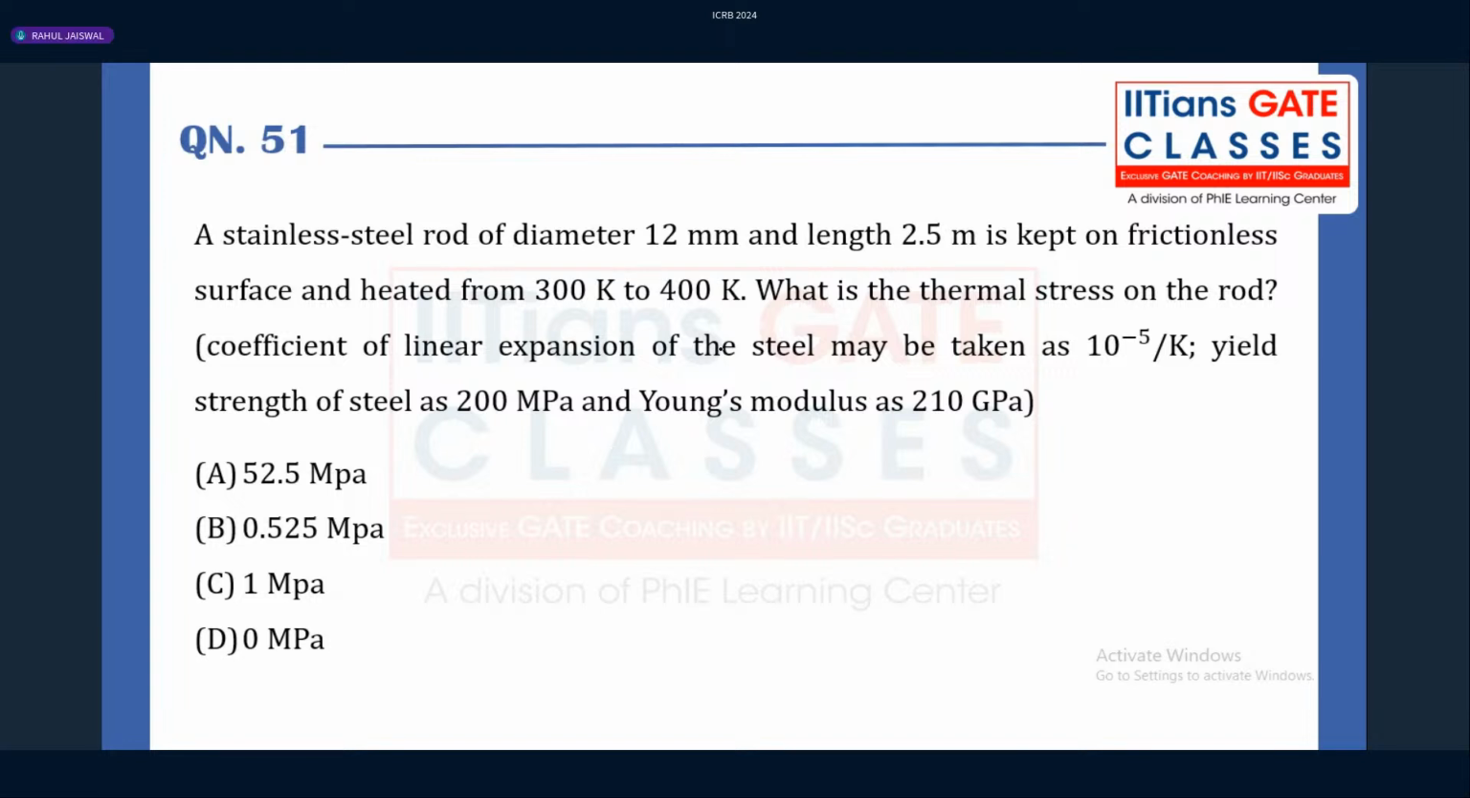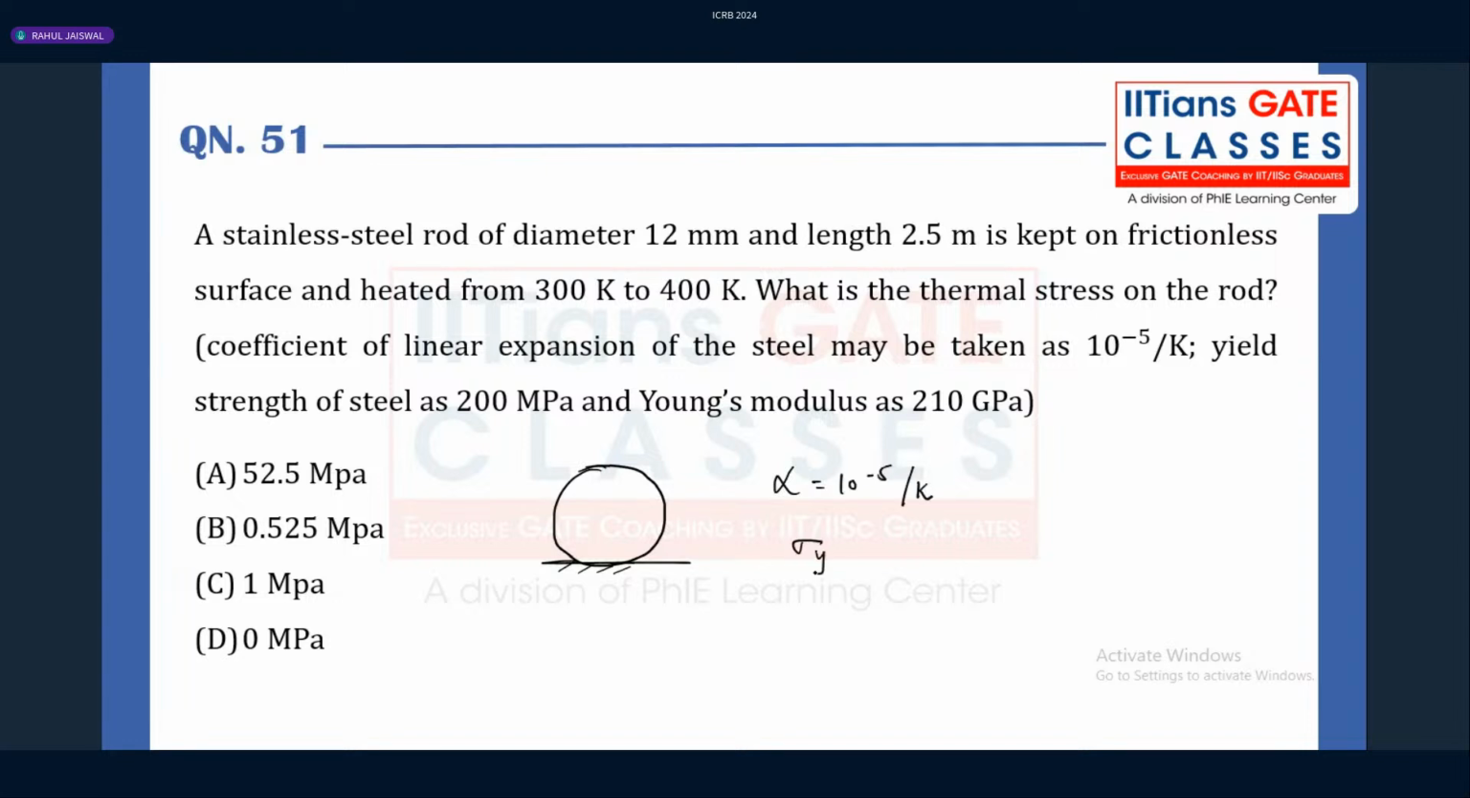Okay, so here, try reading the stainless steel rod problem for the first 1 minute. A stainless steel rod of diameter 12 mm, length of 2.5 meter is kept on a frictionless surface and it is heated from 300 Kelvin to 400 Kelvin. If I draw the side view, this is a frictionless surface where the steel rod is placed, having a certain diameter and a certain length. The coefficient of linear expansion alpha is what, guys? 10 to the power minus 5 per Kelvin.